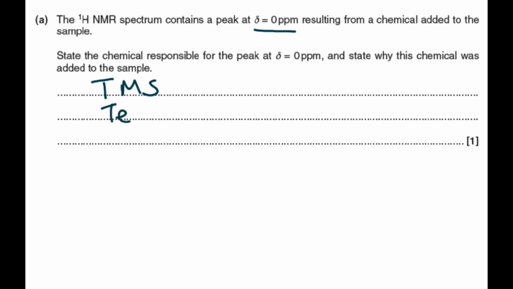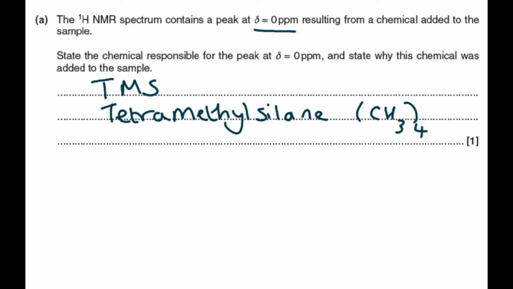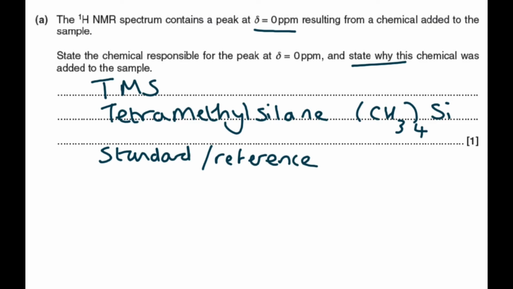Tetramethylsilane. It has the formula, so methyl, and there are 4 of them, and silane is silicon. Okay, so that's the chemical. State why this chemical was added to the sample. It is the standard. It gives the reference peak. Basically, it's telling the spectrometer where 0 is for calibration. So it gives a chemical shift of 0 parts per million. It tells the instrument where the 0 peak is.